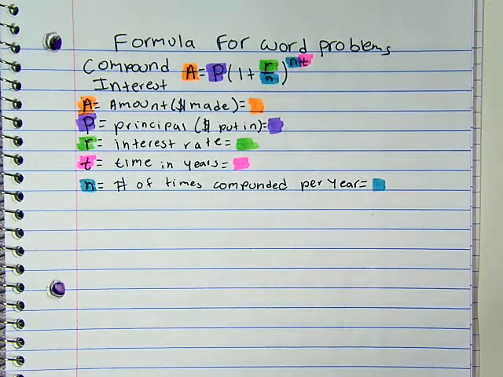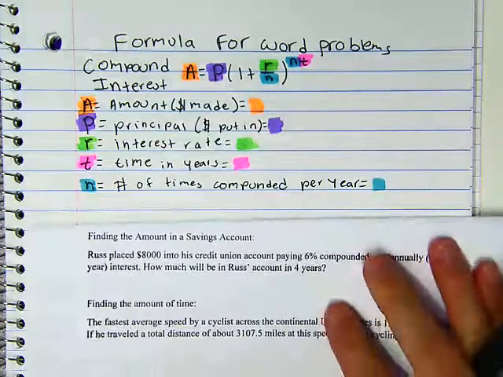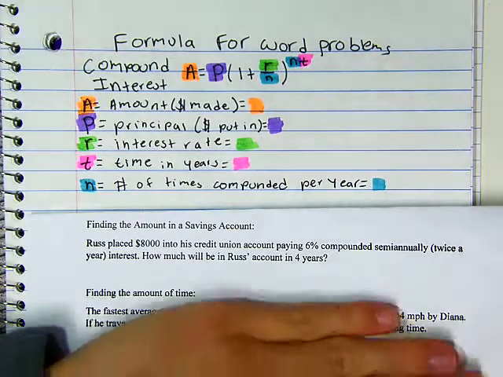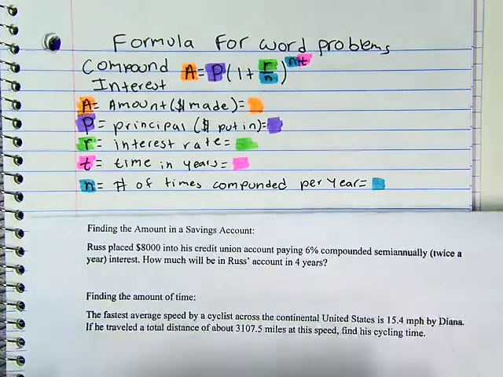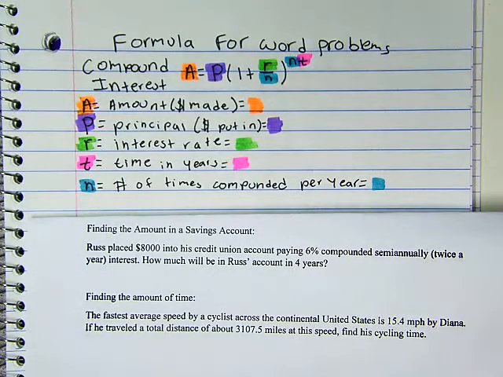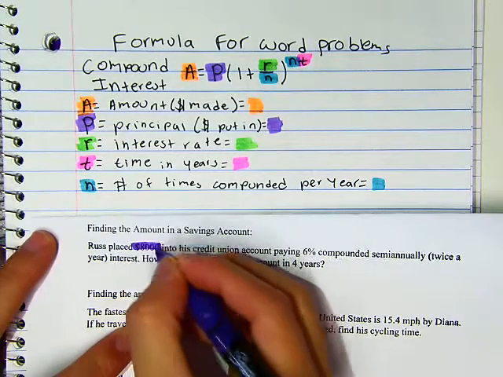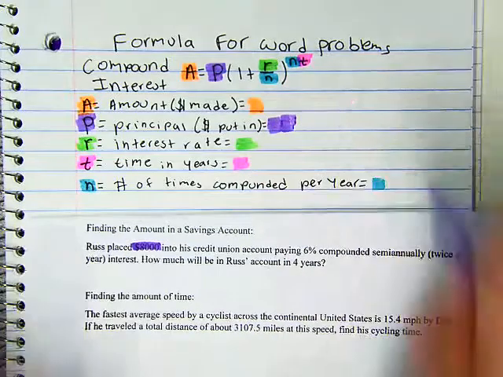So let's go ahead and read one of our word problems that we're going to be using this formula for. It's going to ask us to find the amount in the savings account. So we're only going to be looking at this first one. It says Russ placed $8,000 into his credit union account. So it's the money that we put in. We know that's the principal, so we can go ahead and highlight that.